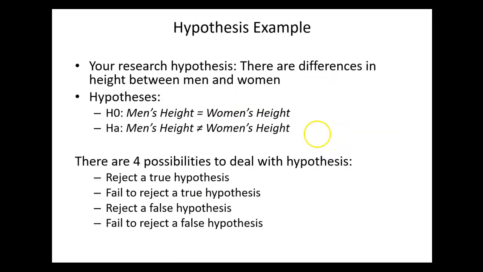Here's another example. Let's say that you make a research hypothesis. There are differences in height between men and women. Your null hypothesis would be that there's no difference in height between men and women. And your alternative hypothesis would be that there is a relationship between men's height and women's height. Whenever you have a hypothesis, there's 4 possibilities. The first is that you would reject a true hypothesis. The second is that you may fail to reject a true hypothesis. You might reject a false hypothesis, or you might fail to reject a false hypothesis.